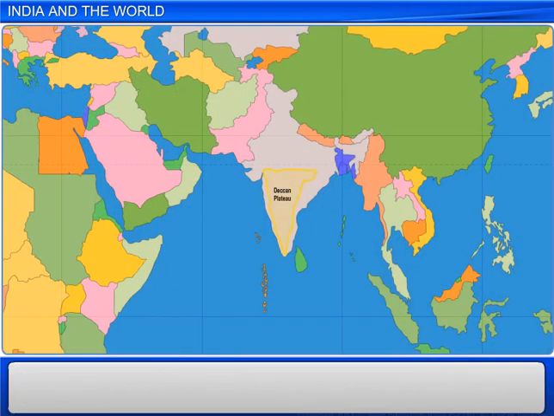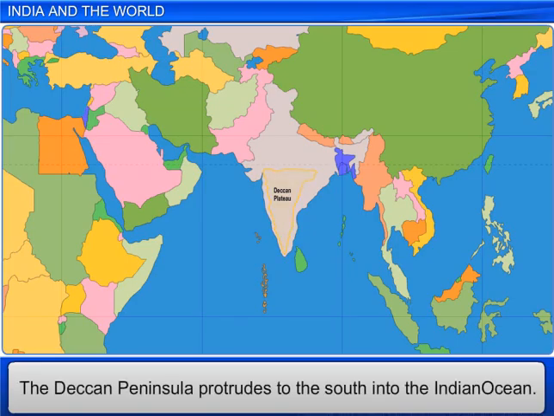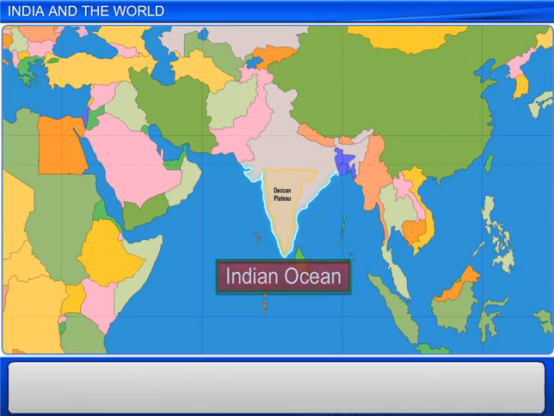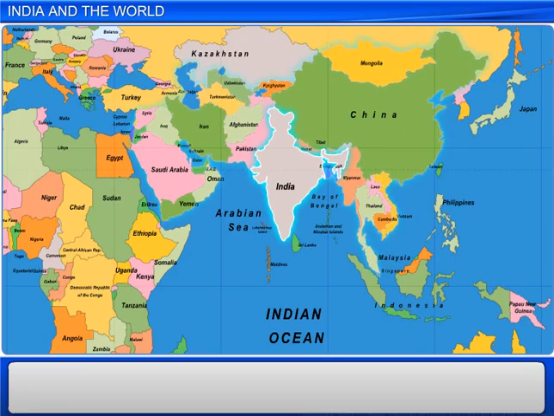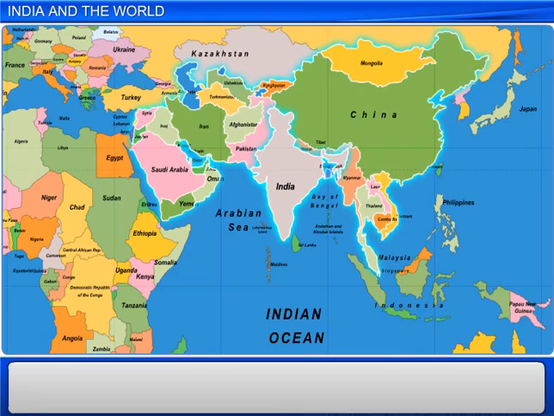The Deccan Peninsula in the south of India protrudes to the south, thereby extending the Indian boundary into the Indian Ocean. Thus, India acts as a southward extension of the Asian continent. India is very strategically located in the center.